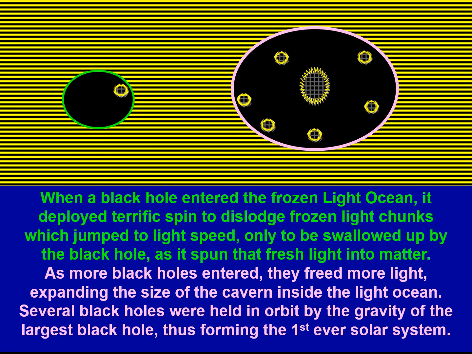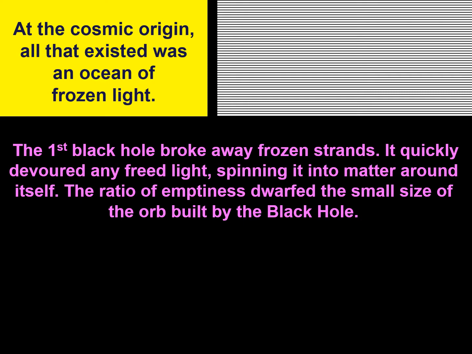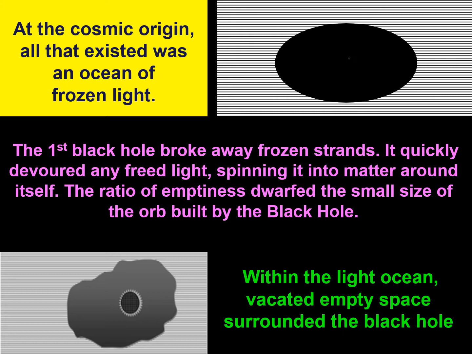At the cosmic origin, all that existed was an ocean of frozen light. The first black hole broke away frozen strands. It quickly devoured any free light, spinning it into matter around itself. The ratio of emptiness dwarfed the small size of the orb built by the black hole. Within the light ocean, vacated empty space surrounded the black hole.